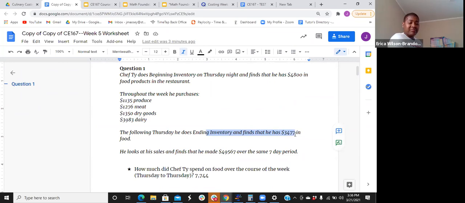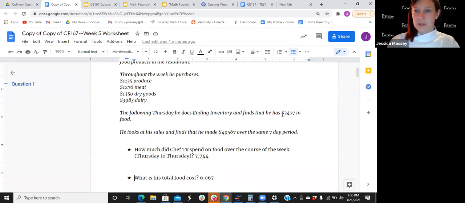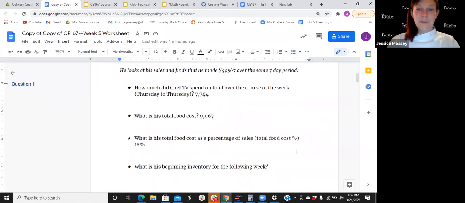Not the same thing he began with. It's his ending inventory. So whatever you ended with that past week is what you're starting with over the next week. So again, breaking it down, thinking about it in context. So it'd be the 3,477. That is the easiest problem I personally think on your test. There's no math. You literally just have to read that question and you'll get it right.